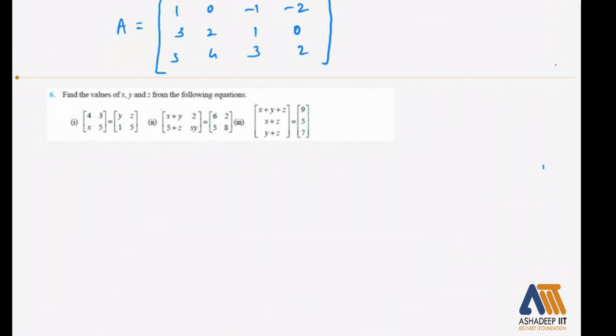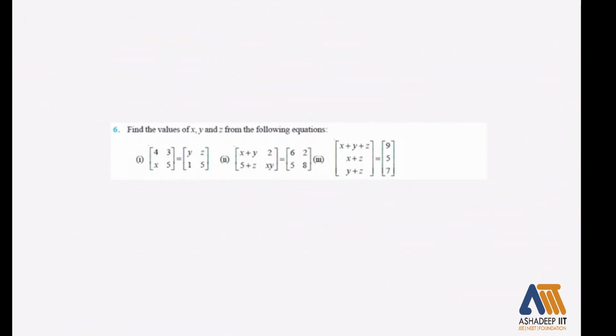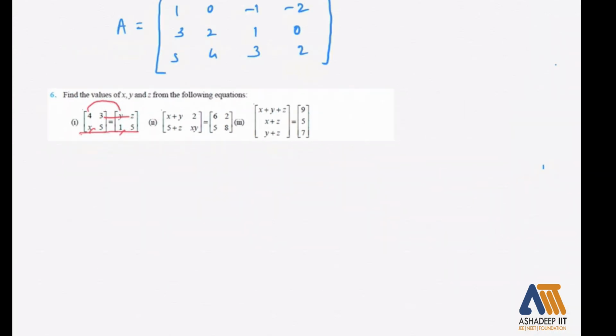Next, question number 6. Find the values of x, y and z from the following equations. Here 3 questions are given. In the first question, we need to find the value of x, y and z. 2 matrices are given and both are equal. Equality sign is given here. So corresponding elements must be equal. So directly we can write here 4 must be equals to y, 3 is equals to z, x is equals to 1 and 5 is equals to 5.